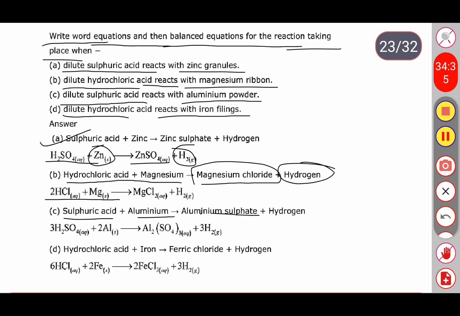Okay, next one, the last question. When HCl is treated with the iron, what does it show? Ferric chloride and hydrogen. So the ferric chloride chemical formula is FeCl3, 2FeCl3, and hydrogen gas will be liberated. Next one, sixth question. So this is the sixth question of the last exercise.